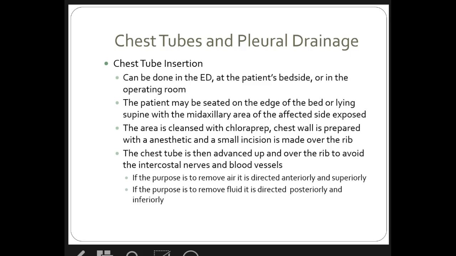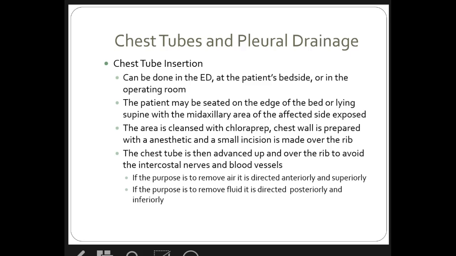The area is cleansed with a ChloraPrep. The chest wall is prepared with an anesthetic, and the surgeon makes a small incision over the rib to help with placement of the chest tube. The chest tube is then advanced up and over the rib to avoid the intercostal nerves and the blood vessels. If the purpose is to remove air, the tube is actually directed anteriorly and superiorly. If the purpose is to remove fluid, it is directed posteriorly and inferiorly when it is inserted.